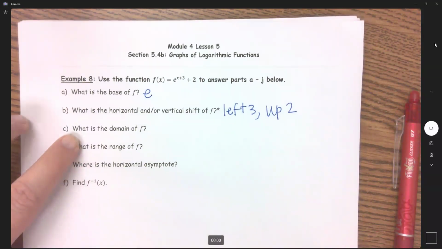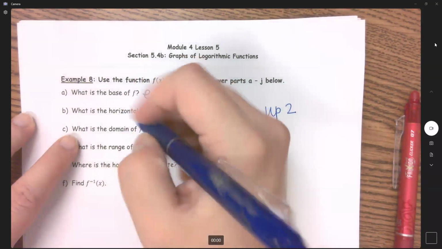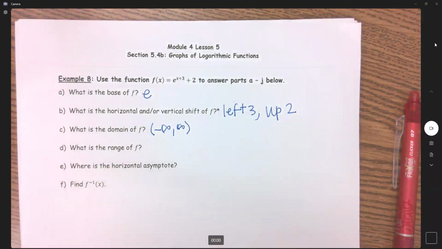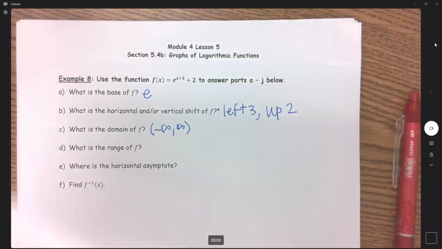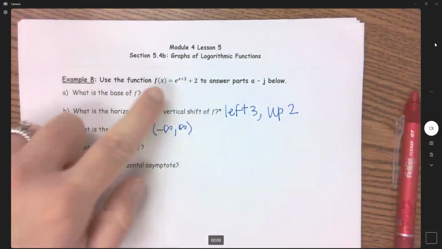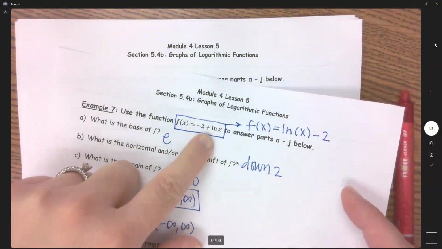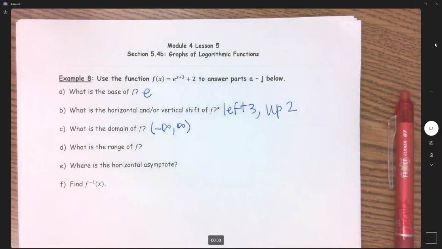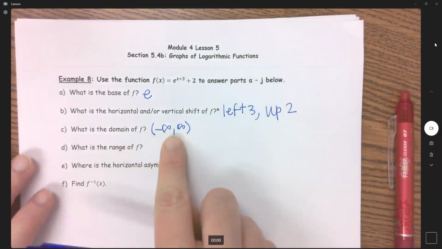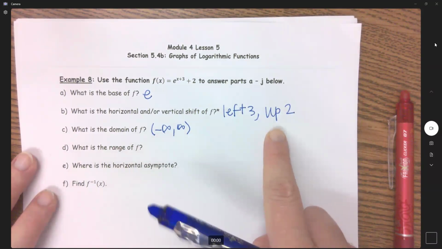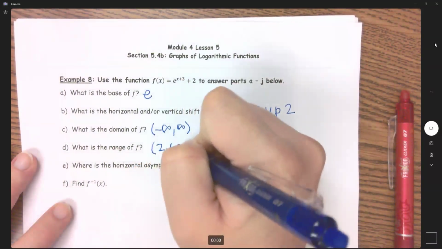What is the domain? It is all real numbers. Why? They're trying to trick us, and they have switched from log functions to now exponentials. Right? This is an exponential. Logs have a log in them, either natural log, common log, or some version of a log with a different base. So my domain is all real numbers. So what is my range here? Well, if I'm going up 2, it's going to change that range from 2 to infinity.